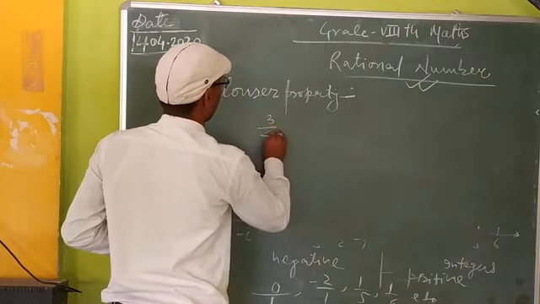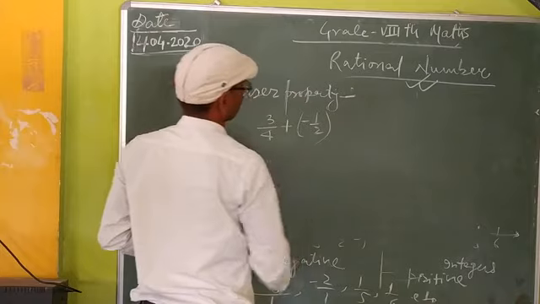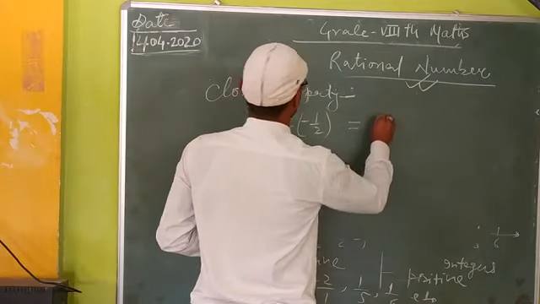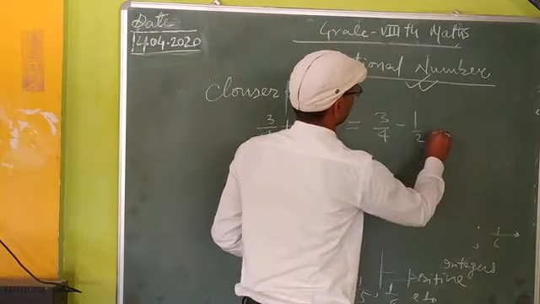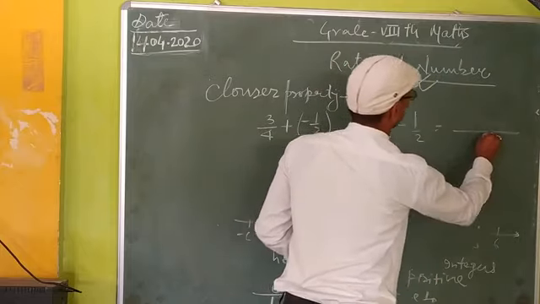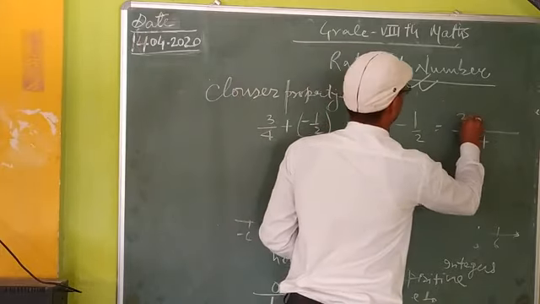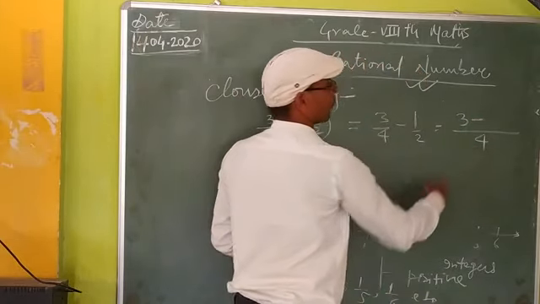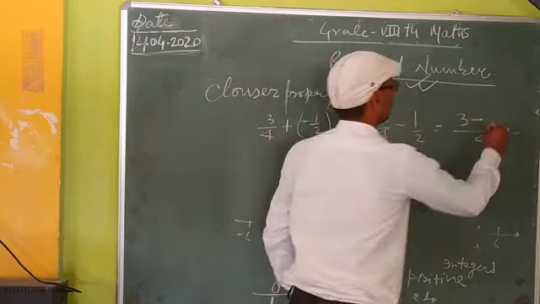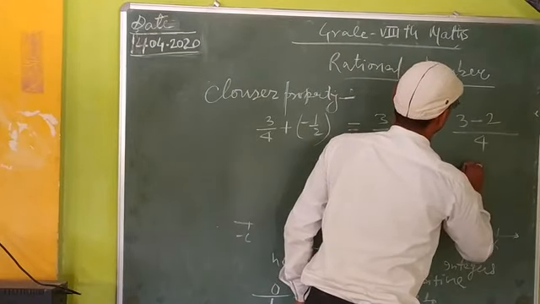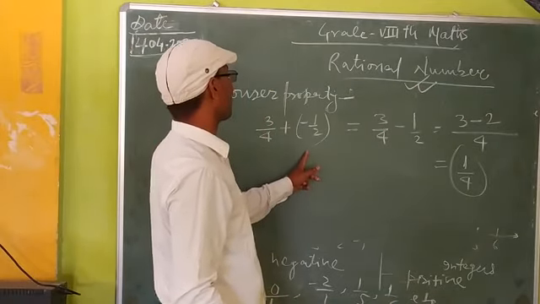Suppose 3 by 4 plus minus 1 by 2. What will be the result? So 3 by 4 plus minus 1 by 2. Very easy. LCM will be 4. 4 divided by 4 gives 1 and 1 into 3. Minus 2: 4 divided by 2 is 2 times, and we will multiply 2 into 1 gives 2. It means 1 by 4. Is 1 by 4 rational or not? This is the case of addition.